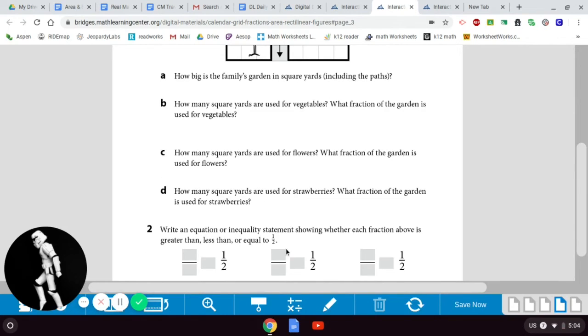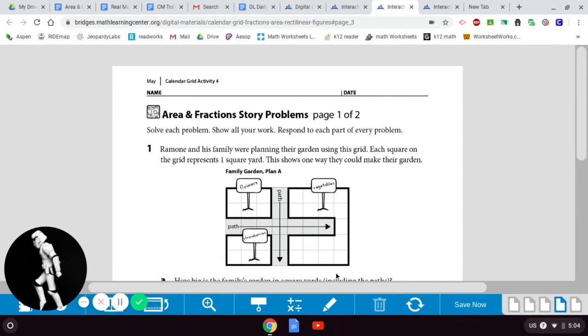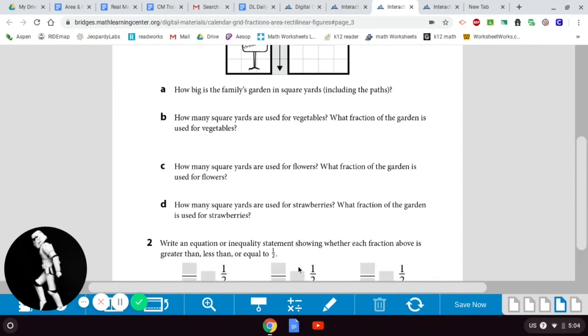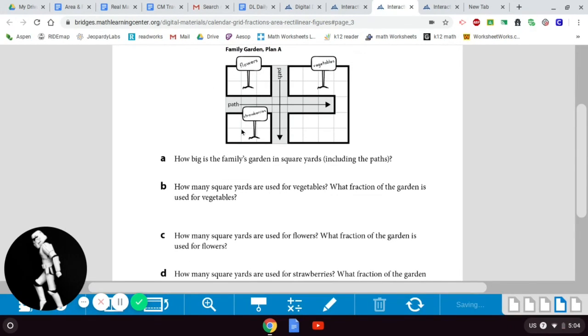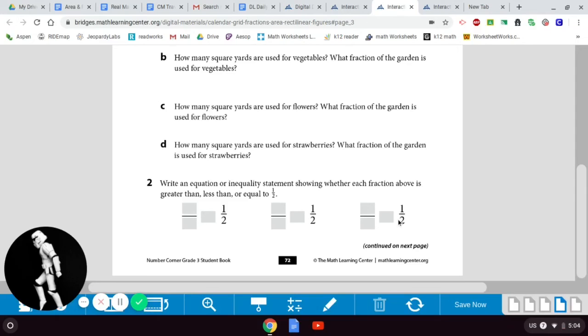Write an equation or inequality statement that's showing whether each fraction above is greater than, less than, or equal to 1/2. Are any of these equal to 1/2 the total? That's what you're looking for. You should have 3 different portions, 1 portion here, 1 portion there, and 1 portion there. Those are going to represent your 3 different fractions.